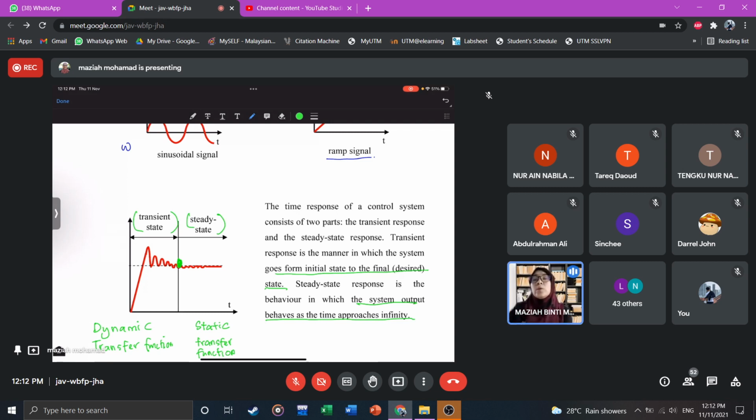Right. So what we're going to do in this chapter is, from a model, from a transfer function that we derived in the first chapter, we want to get the time response equation, or time response transfer function, which actually comprises the dynamic transfer function and static transfer function.